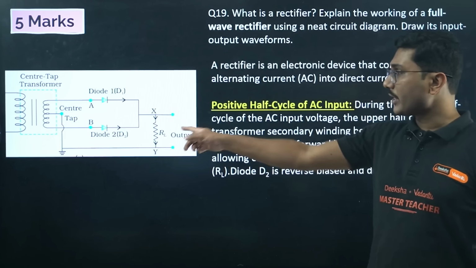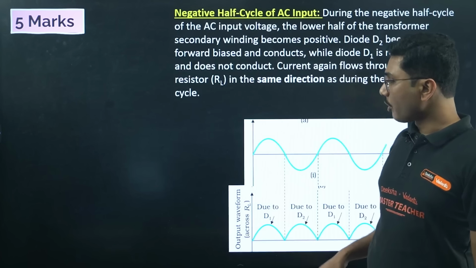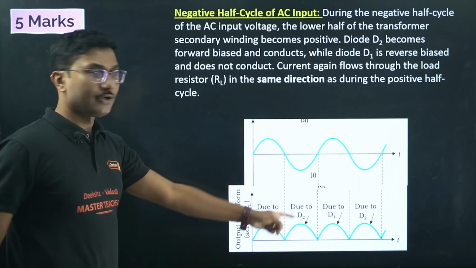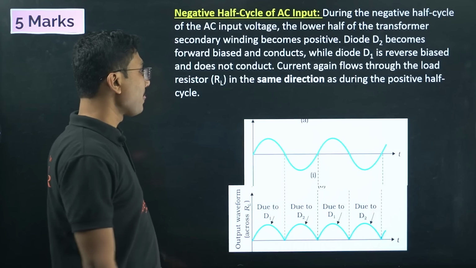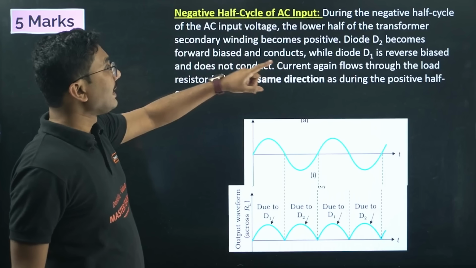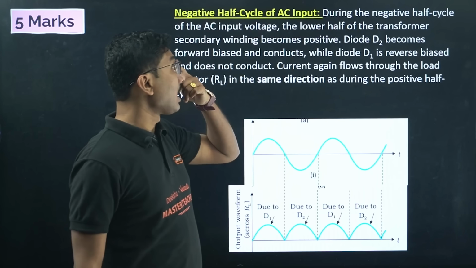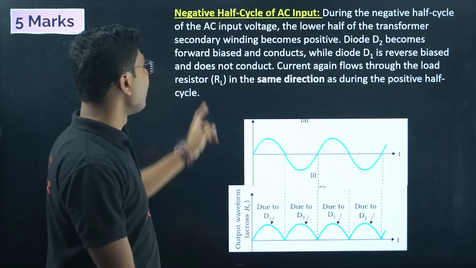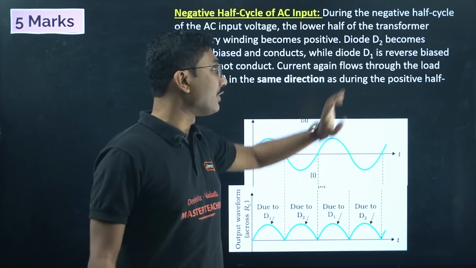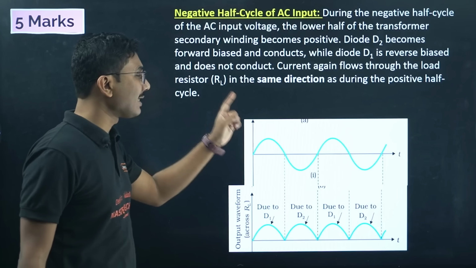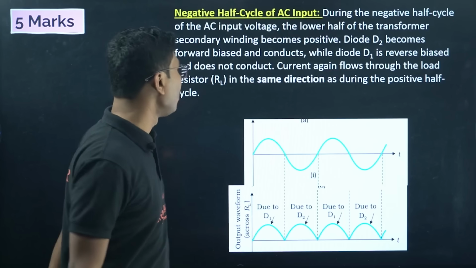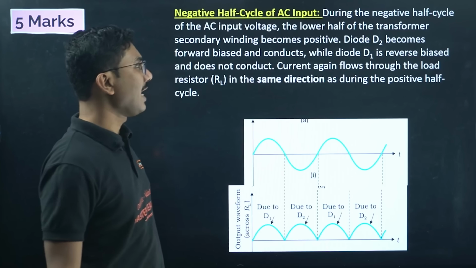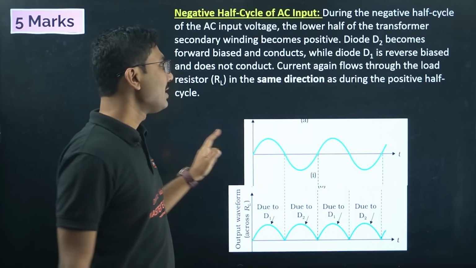So this is the diagram that you have to remember, and you have to draw this input output diagram. Only one is sufficient. During the negative half cycle of the AC input voltage, the lower half of the transformer secondary winding becomes positive. Diode D2 becomes forward biased and conducts, while diode D1 is reverse biased and does not conduct. Current again flows through the load resistor RL in the same direction as during the positive half cycle.